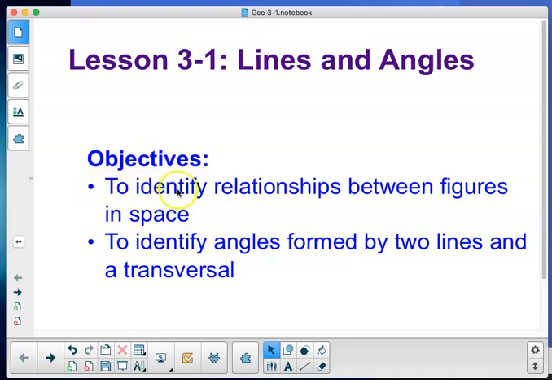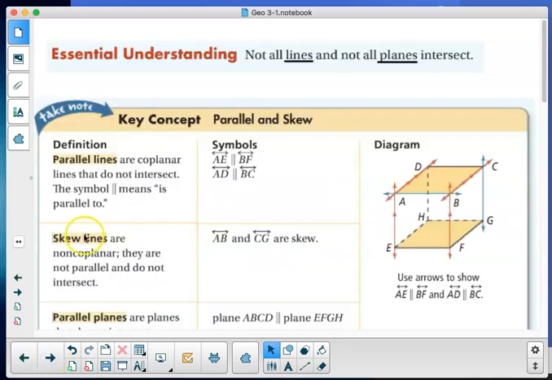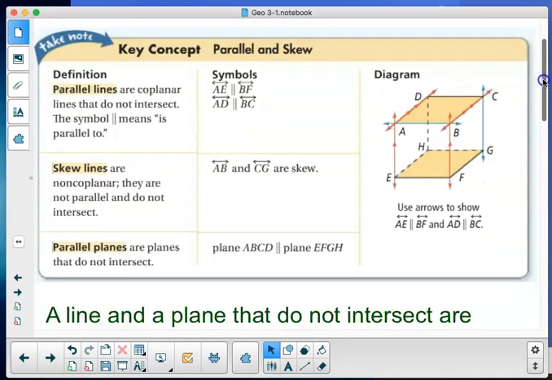Objectives today: to identify relationships between figures in space and to identify angles formed by two lines and a transversal. So, our essential understanding: not all lines and not all planes intersect. Our definition: parallel lines are coplanar lines that do not intersect. The symbol, two railroad-track-like lines, means "is parallel to."